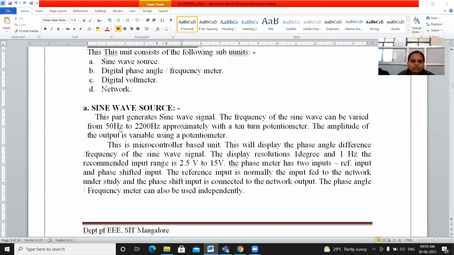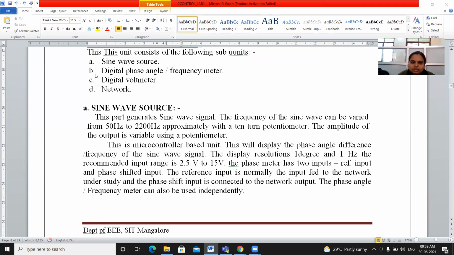Now for the sine wave, what might be the frequency and what might be the voltage? The source generator generates the sine wave signal, and the frequency of the sine wave can be varied from 50 hertz to approximately 2200 hertz using your potentiometer. The amplitude of the output is also varied using the potentiometer.